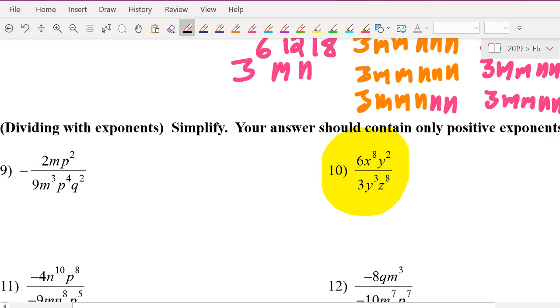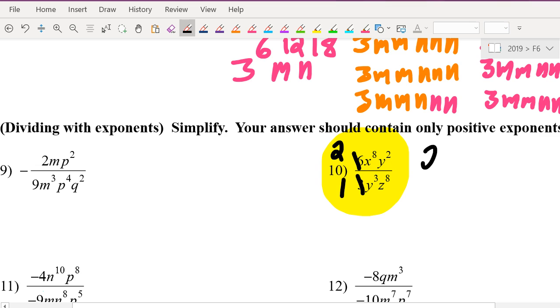Okay, so you would cross out the 6 and the 3, so it would be 2 and 1. Okay, so we're going to reduce that to 2 and 1 by dividing by 3. Good. You do the same with the y's.